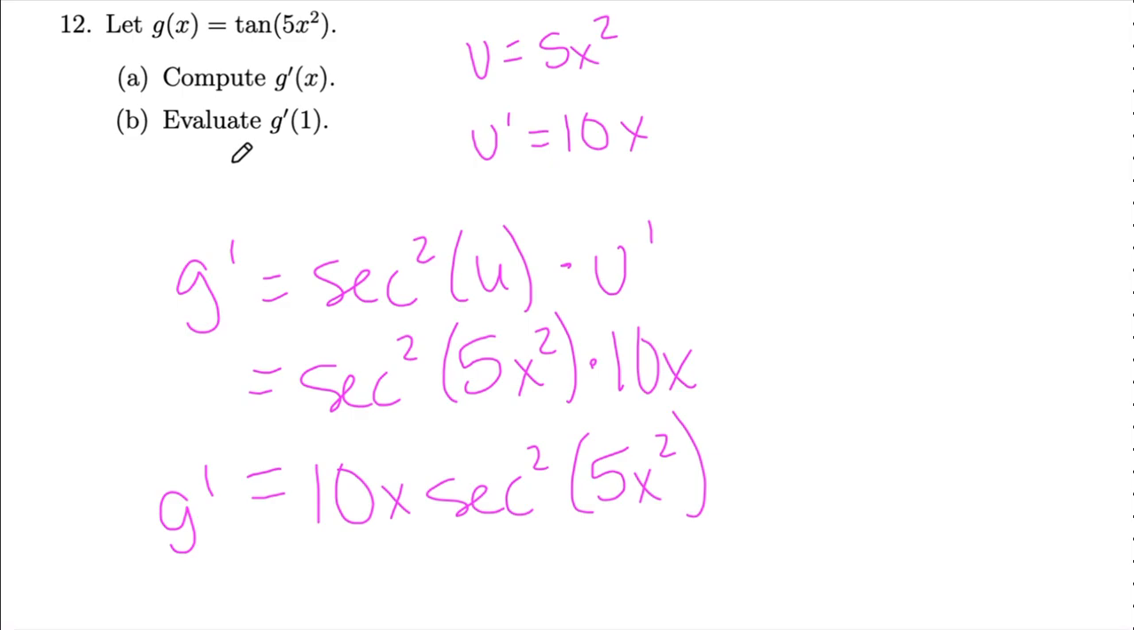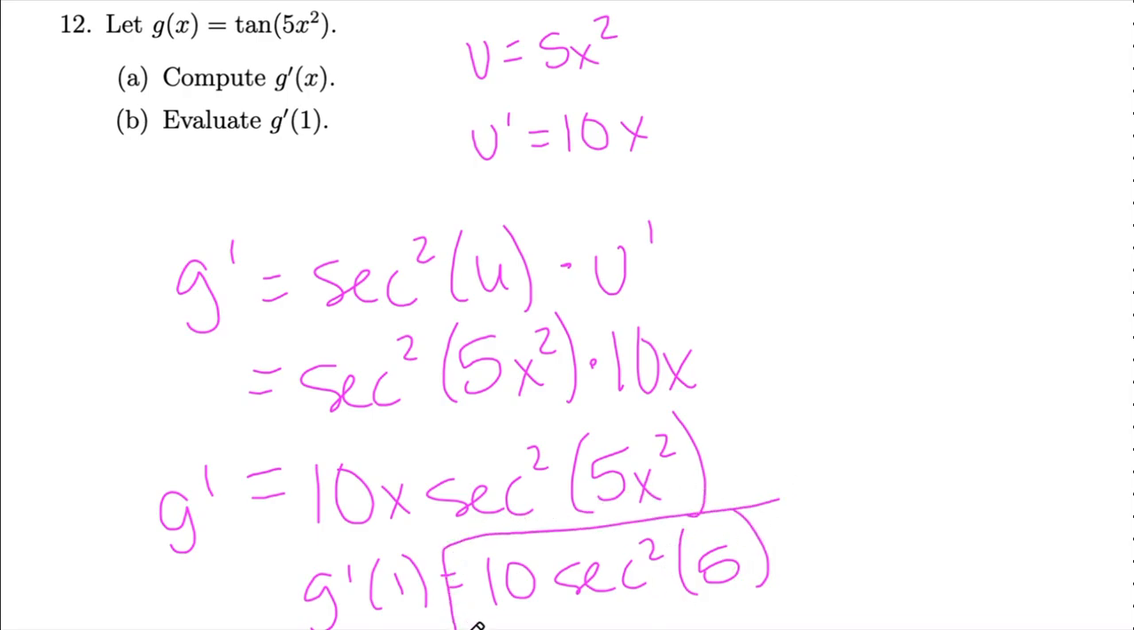Now for part B, we need to evaluate g prime of 1. So in order to do that, we are going to just plug in 1 everywhere we see x. So 10 times 1 is just 10. And then 1 squared is just 1, and 5 times 1 is 5. So this would be our g prime of 1 value. All right, let's move on.